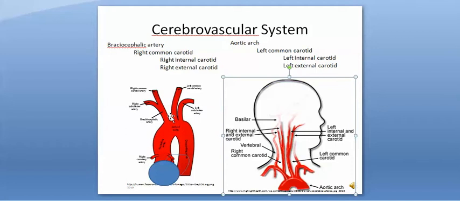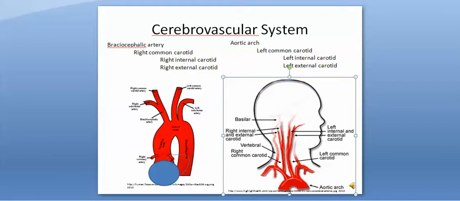So don't let it make you nervous or flabbergasted. The only difference really between the anatomy of the right and left side of the cerebrovascular system is this brachiocephalic trunk, or brachiocephalic artery, coming off of the arch of the aorta. Otherwise, we have common carotids that break off into the internal and external, and they both have subclavian arteries, right and left.